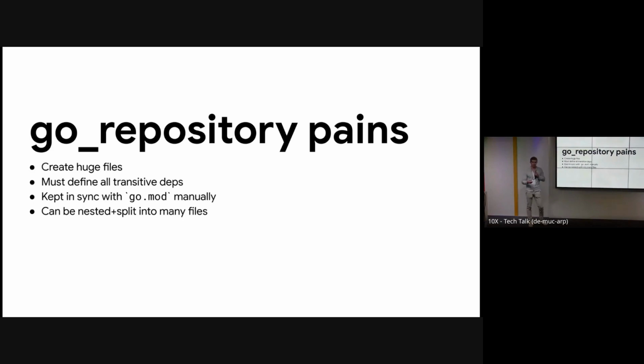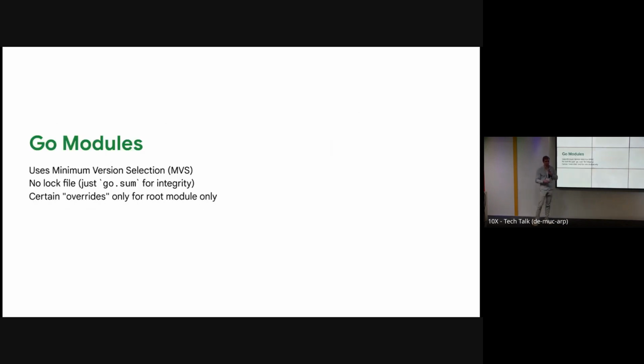Now let's talk a little bit about the pains of Go repository rules. Go repository rules get really messy because they create really large files. Go repository rules are required to declare every single transitive repository needed to download, whereas the go.mod file doesn't need to do that. So now we have files that are like 20,000 lines long declaring these Go repository rules. They duplicate the information from the go.mod file, and then you have to keep them in sync manually using Gazelle update repos.